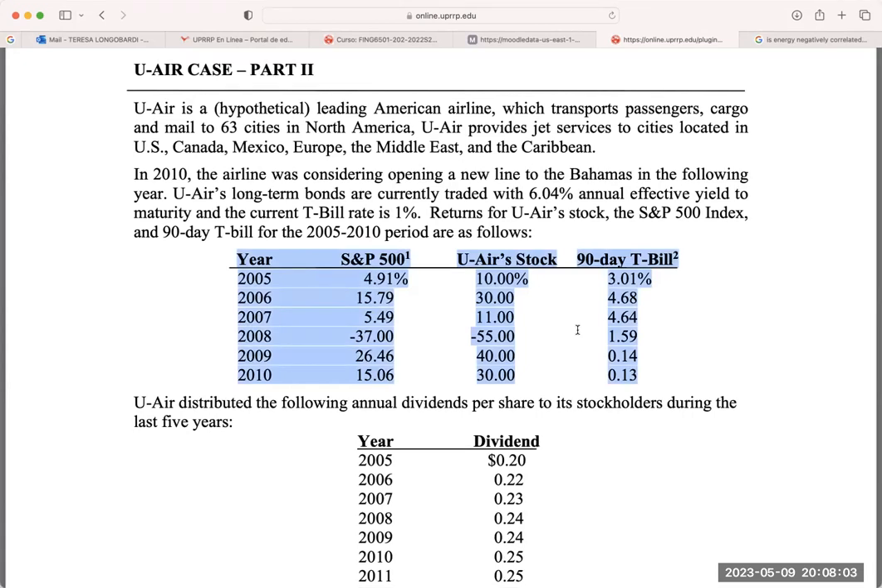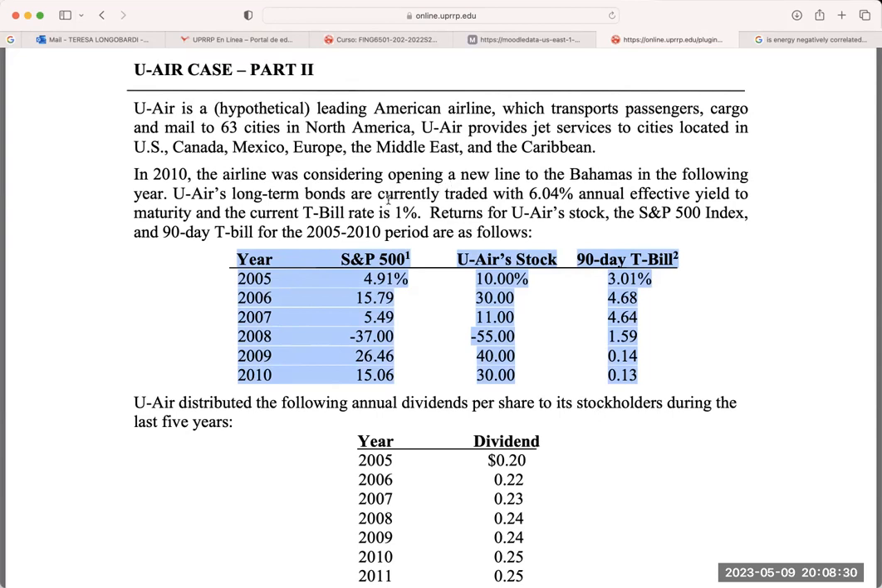We have some information here on UAir's returns, the S&P 500 during the years that the UAir destination or plan to fly to the Bahamas was being considered. And so we also have information here so that we can use the capital asset pricing model to compute the expected return from the beta.